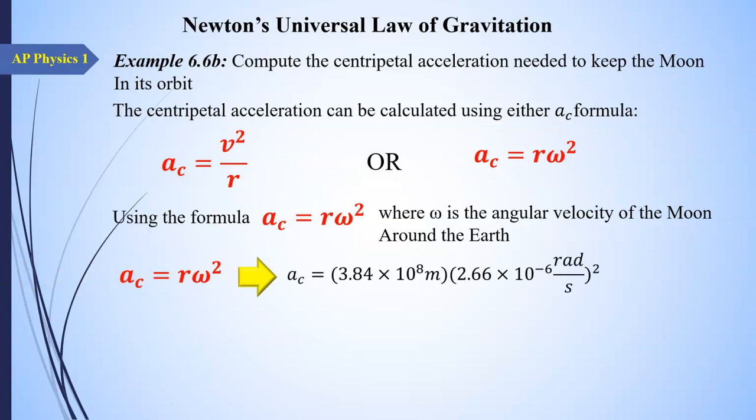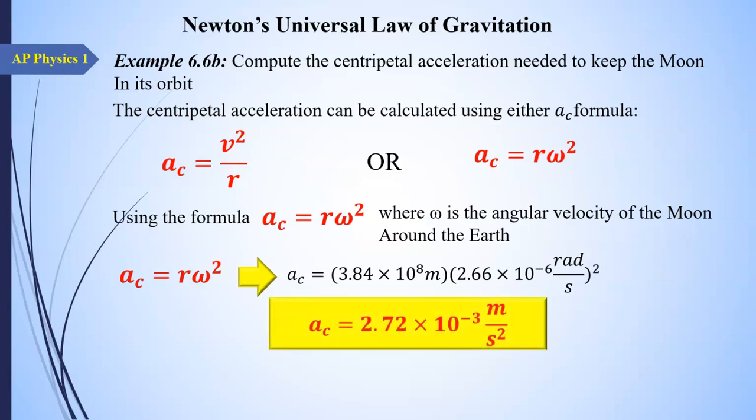Now we're going to plug in our numbers. There's the radius between the center of the Earth and the center of the moon, 3.84 times 10 to the 8 meters. And the number for angular velocity we just computed in the previous slide is 2.66 times 10 to the negative 6 radians per second. And the formula says you need to square that number. So when you do that, you get 2.72 times 10 to the negative 3 meters per second squared.